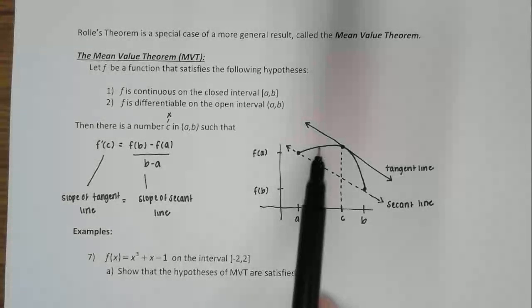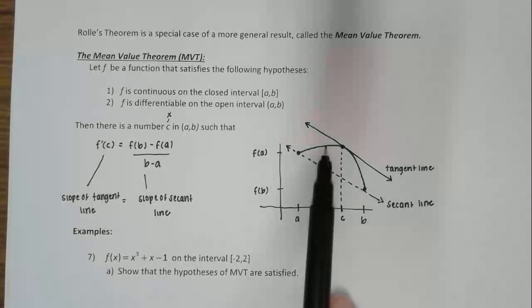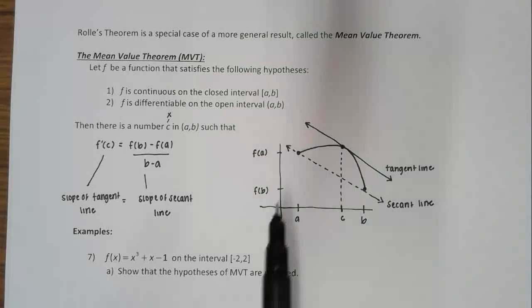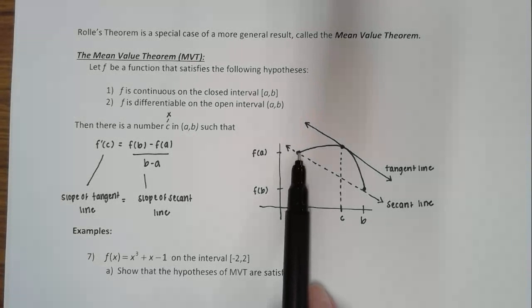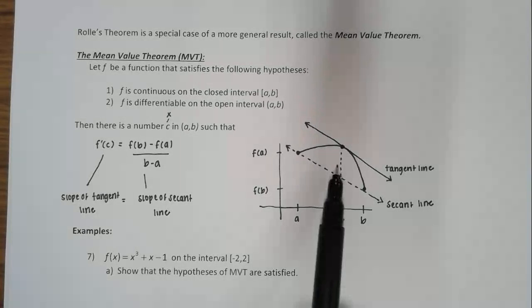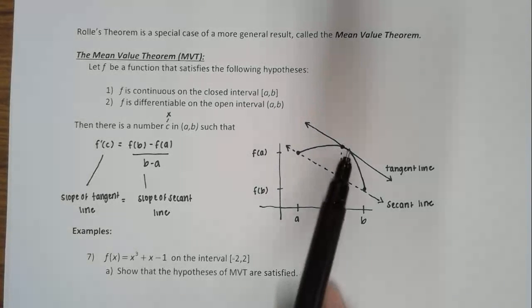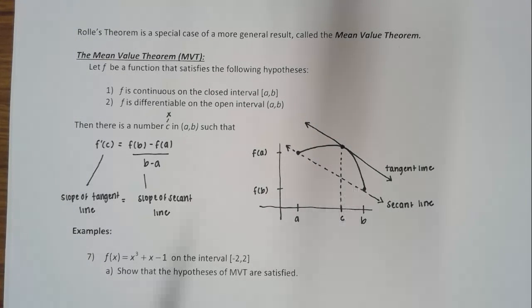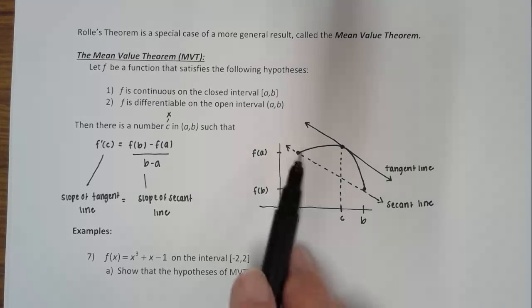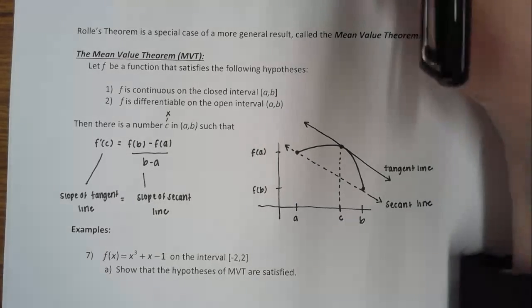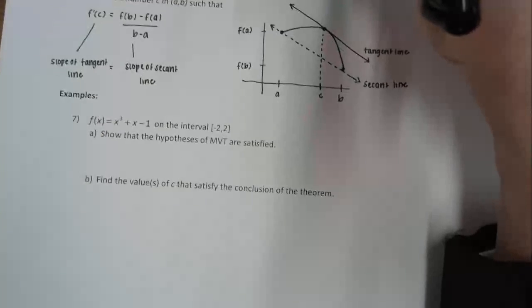So if f is continuous, if f is differentiable, here's my f of x function, this kind of curved line that I drew in on this interval, then there's going to be some number c where the slope of the tangent line is equal to the slope of the secant line. So basically that's what that means graphically. So how can we represent that algebraically?